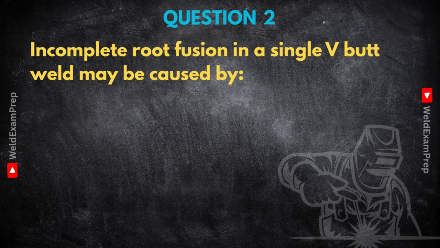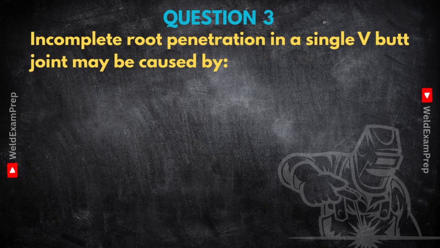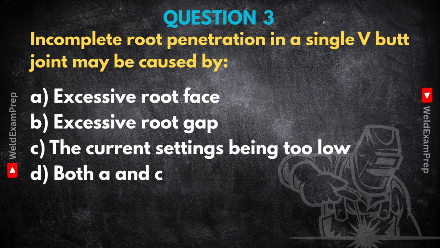Definitely sounds like it. Okay, on to question 3. And this one, again, has that subtle but really important difference. We're talking penetration now, not fusion. Incomplete root penetration in a single V-butt joint may be caused by, options: A, excessive root face. B, excessive root gap. C, the current settings being too low. D, both A and C.